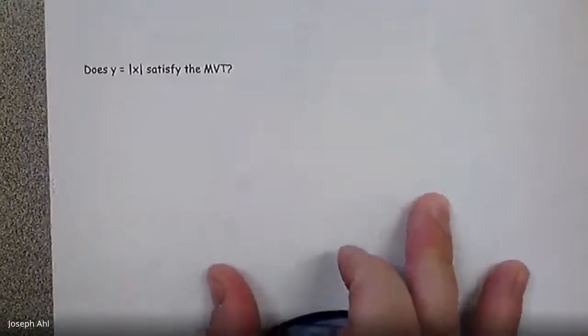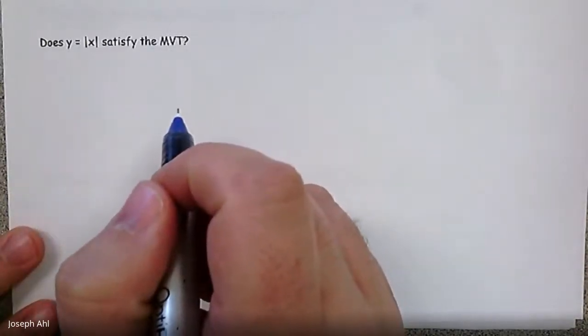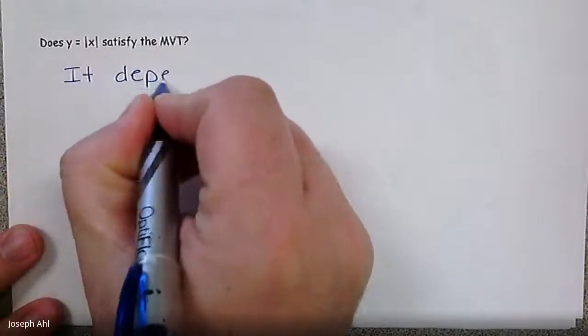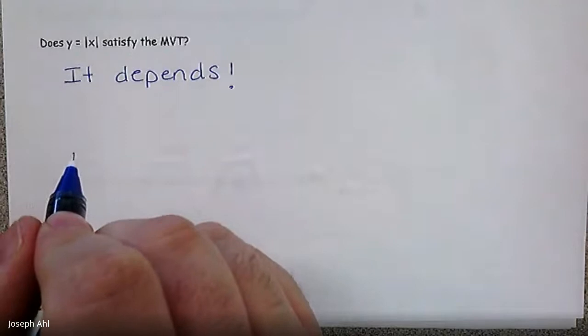And then kind of getting into this example here, does y equals the absolute value of x satisfy the MVT? So let's think. The conditions for MVT is it has to be continuous and differentiable over the interval. Well, as soon as we talk about those items, continuous and differentiable, it really depends, doesn't it? Depends what interval we define this over.